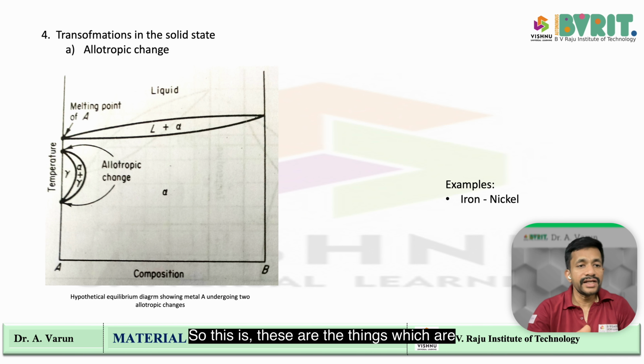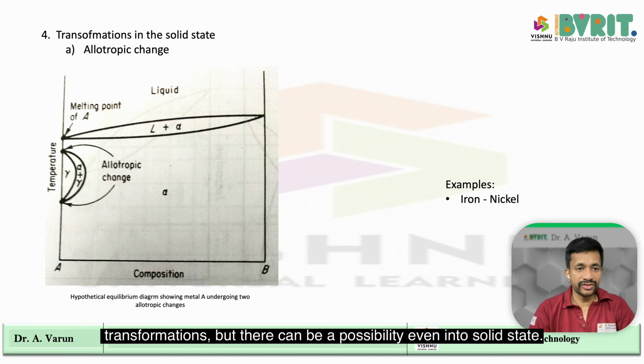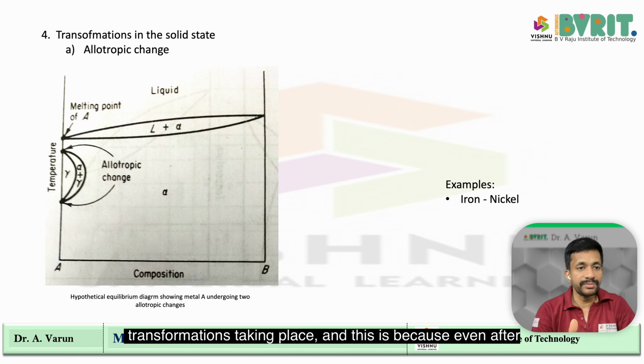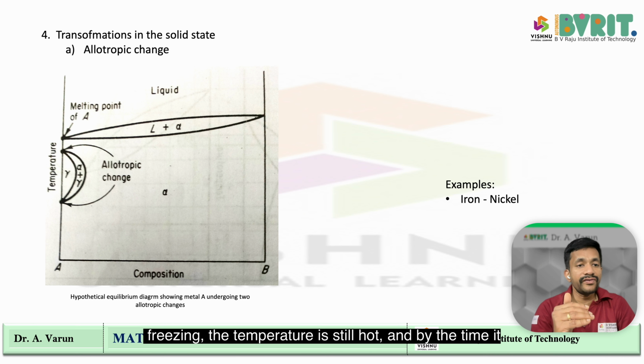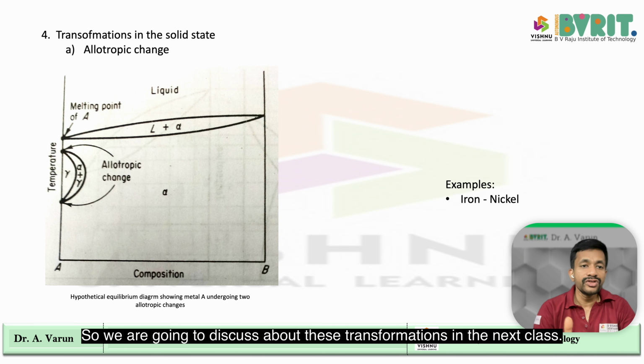So these are the things we have discussed so far in the liquid phase. That means on the left hand side, we have liquid transforming into different types of transformations, but there can be a possibility even in the solid state. That means even after solidifying, there can be some transformations taking place, because even after freezing, the temperature is still hot, and by the time it reaches room temperature, there can be certain transformations taking place. So we are going to discuss these transformations in the next class.